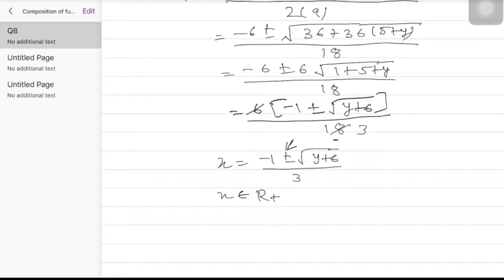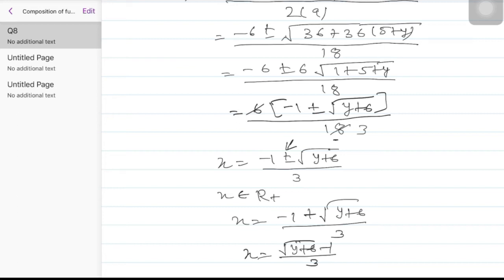But x belongs to R plus, which means that x is a positive number. So both minus 1 and this term cannot be negative. So we must have x equal to minus 1 plus the square root of y plus 6, divided by 3. So the value of x will be equal to the square root of y plus 6 minus 1, divided by 3. This is the value of x in terms of y.